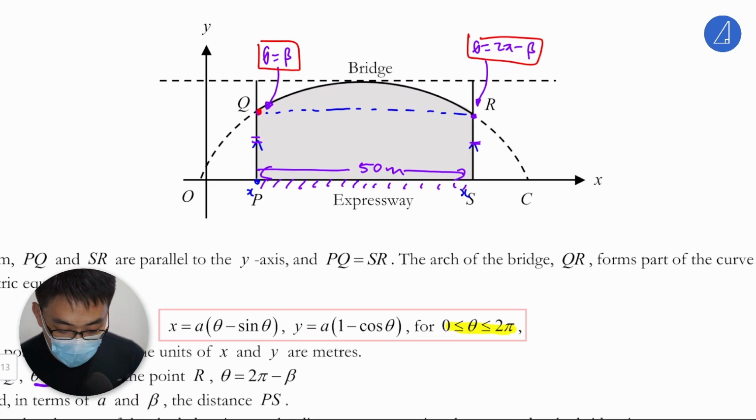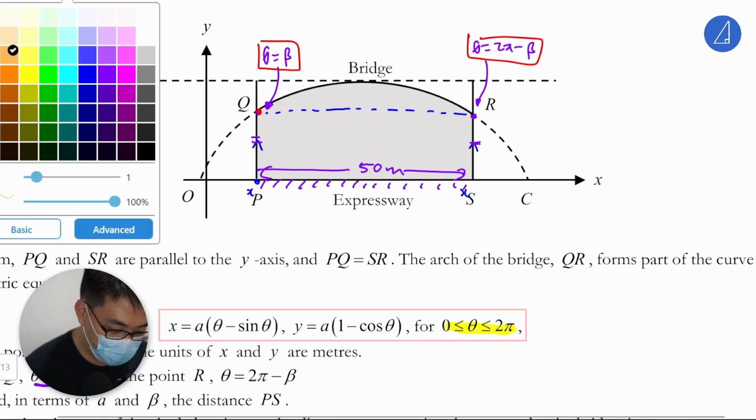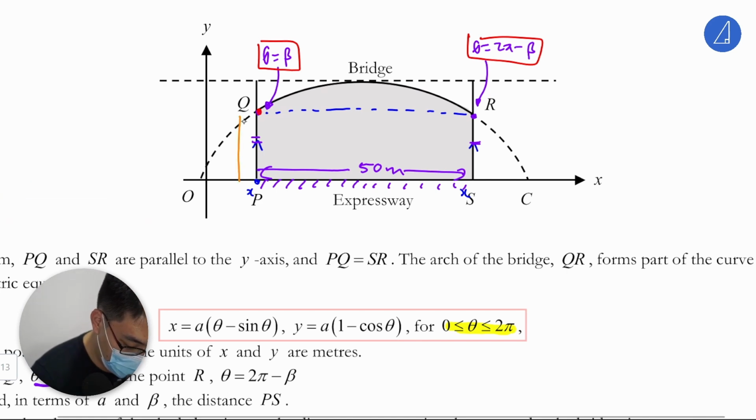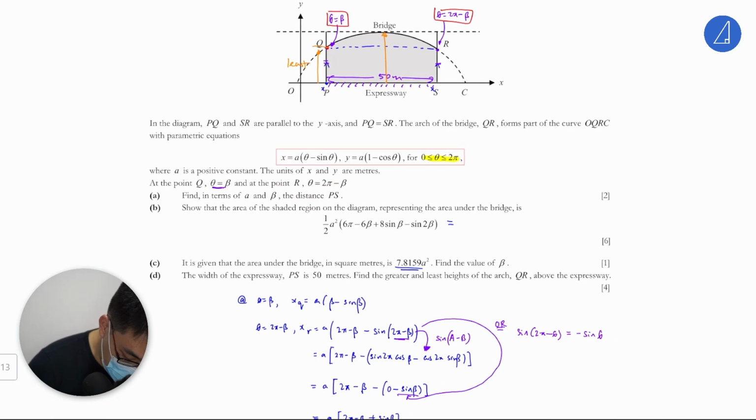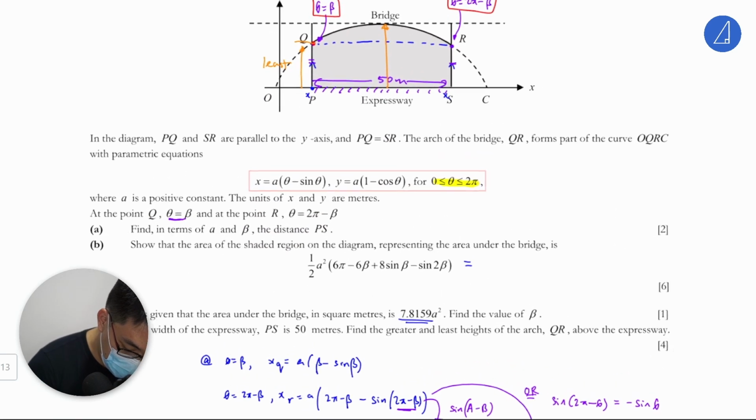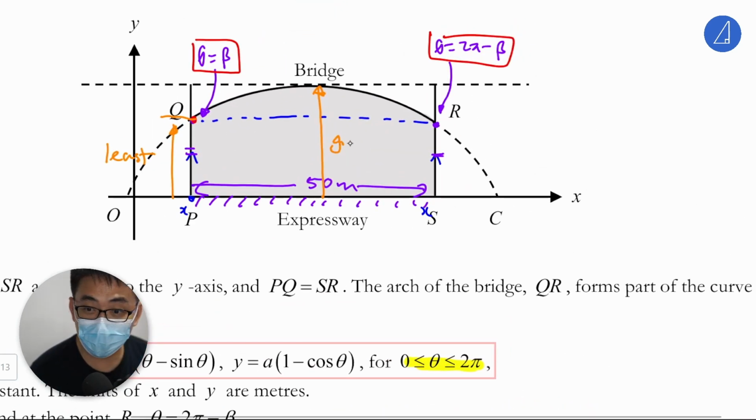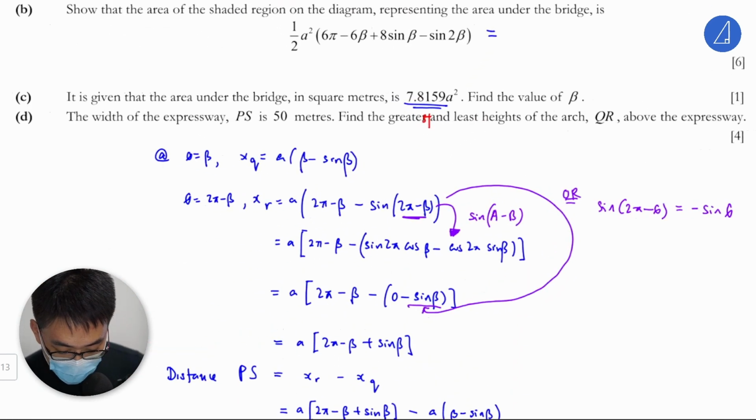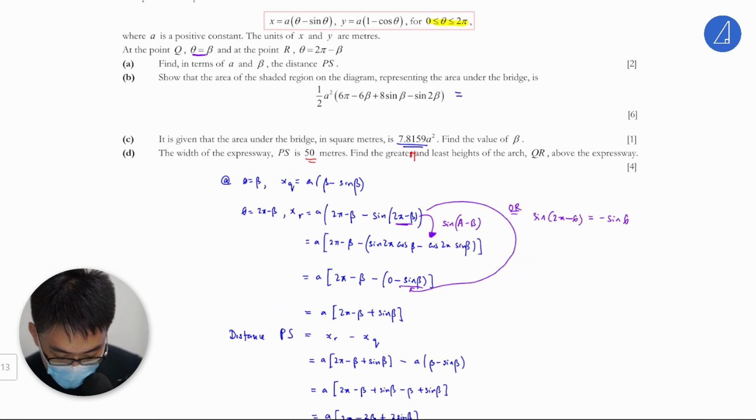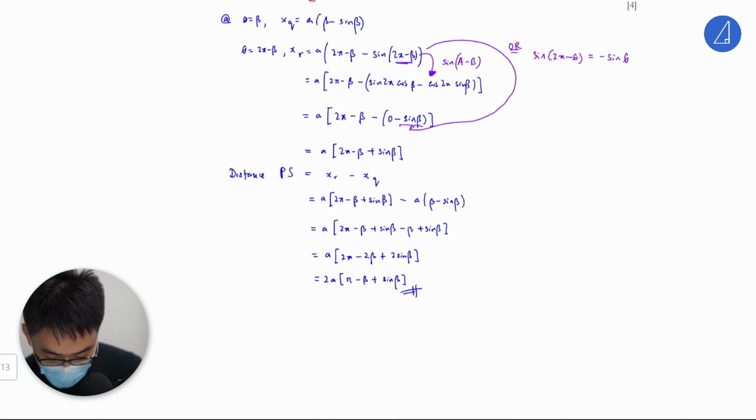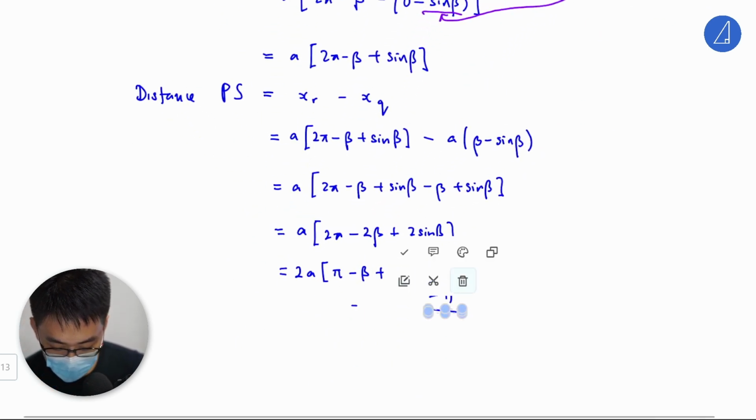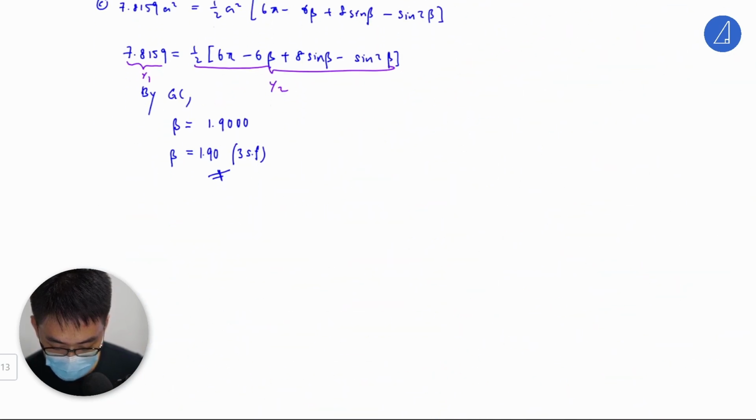Oh, meaning this will be the greatest height, right? Sorry, this is the least height, right? And this is the highest, the tallest height. Is it the least? This is the greatest. Isn't it? Is it a typo there? Should be a greatest, right? Now, so you are given 50 meters PS. PS is what? Where's PS? PS is this one. Alright. So this is PS. I'm gonna write this down. Distance PS. So part D.